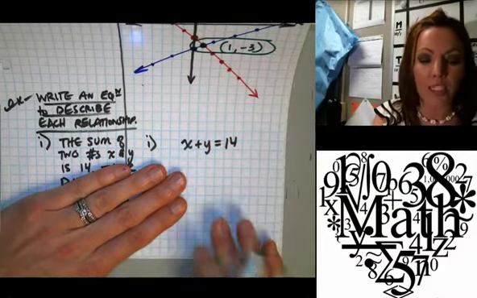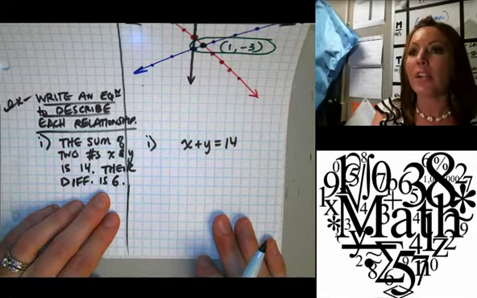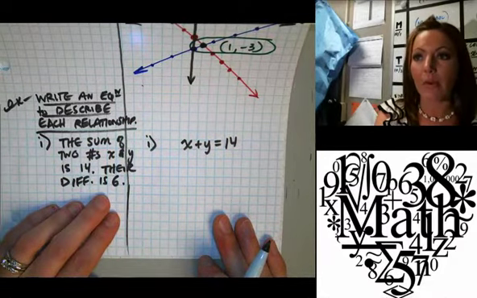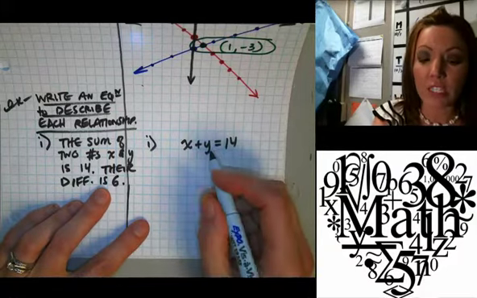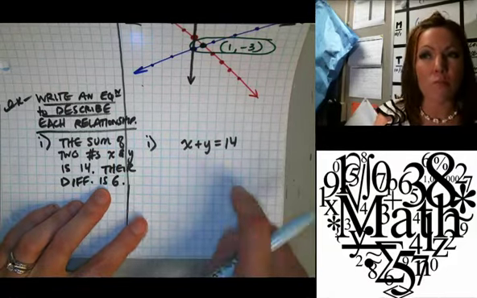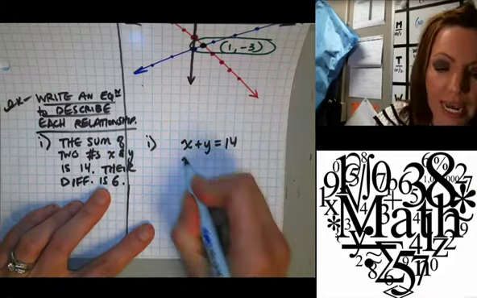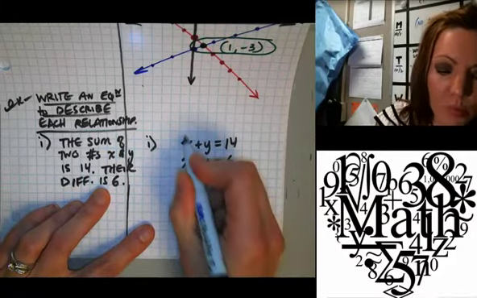Okay, next one. Their difference is 6. How would I write that one? Stephanie, you want to do this one? Their difference is 6. The difference of x and y is 6. Okay, x minus y equals 6. Perfect. X minus y equals 6. And then you just put the curly brackets there, and you are finito.